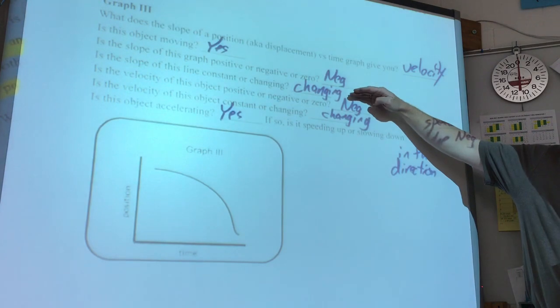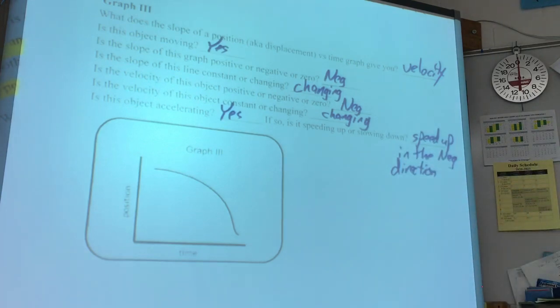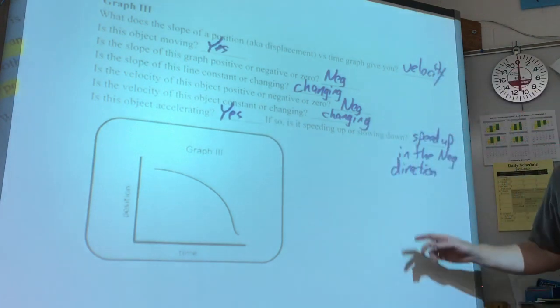The slope is changing, therefore my velocity is changing. And because my velocity is changing, it means my acceleration is not equal to 0, or we could say the object is accelerating. Is it accelerating? Yes. Speeding up or slowing down.